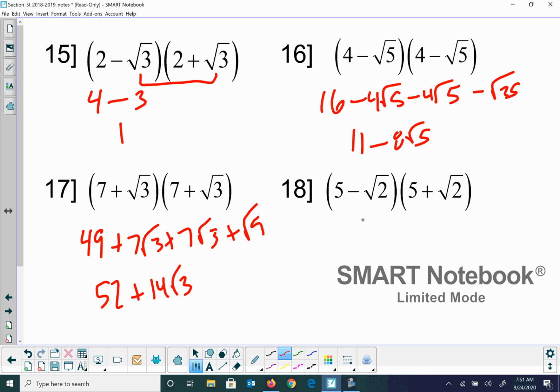These are conjugates, so the middle terms will cancel out, so I'm going to get 25 minus root 4. Okay, if you keep FOILing it out, you'd wind up getting 5 root 2 and negative 5 root 2. 25 minus square root of 4 is 25 minus 2, which is 23.